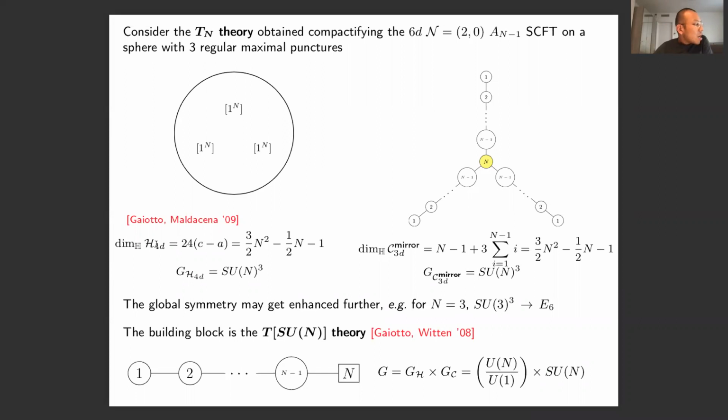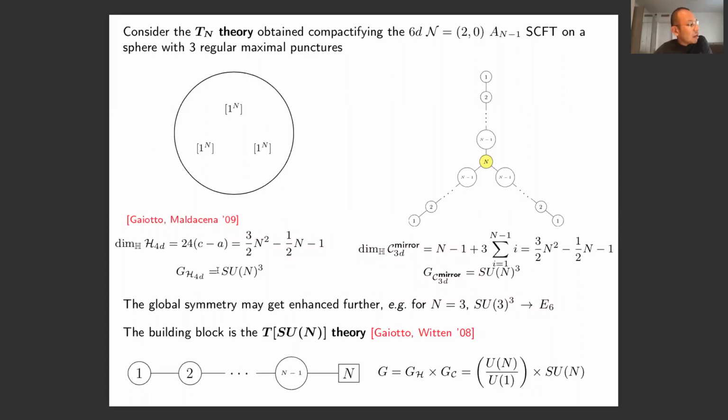And if you look at the dimension of the Higgs branch of the 4D theory, it turns out to be this quantity. And if you look at the Coulomb branch of the mirror and you compute the dimension, which is just the sum of the ranks, taking care carefully of an overall U(1), then you get the same quantity on both sides.